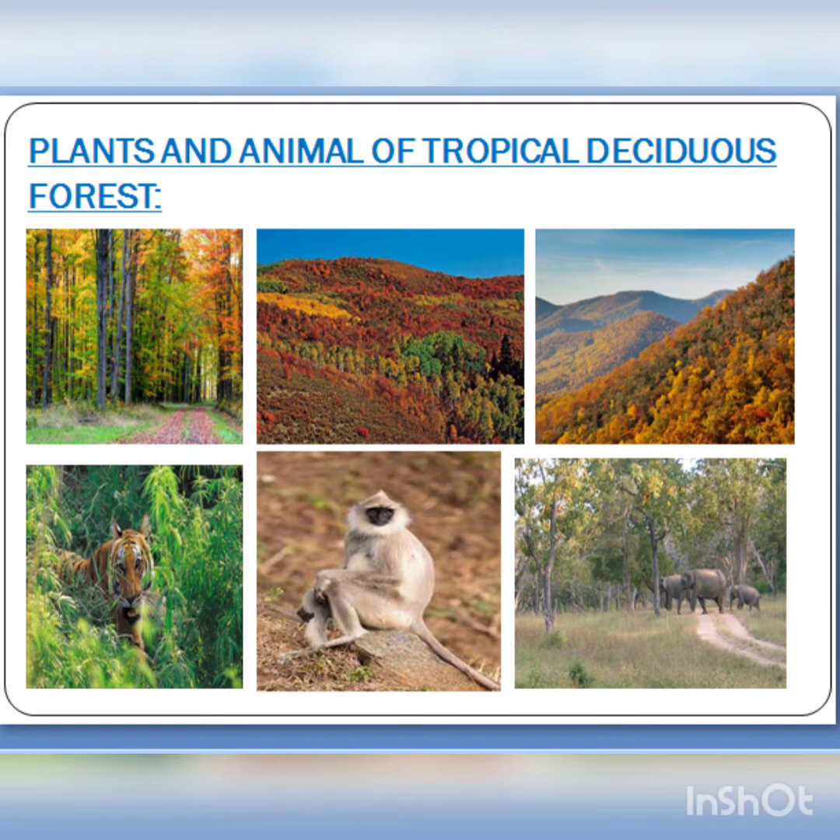Some of the plants and animals of the tropical deciduous forest are given here. The forest looks like this, that means the trees of the deciduous forest shed their leaves in the dry season, so it is not the evergreen type of vegetation, and animals like elephants, tigers, langurs and monkeys are found in the jungle.